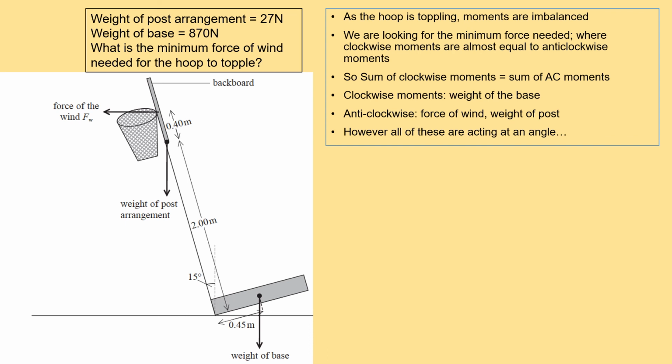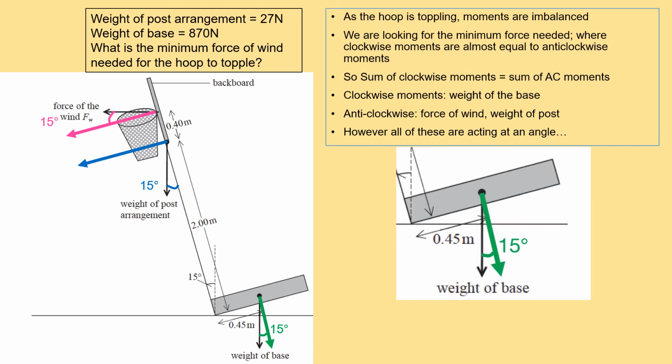All of these are acting at an angle, and this makes this incredibly difficult. So you've got to resolve all of these things at different times. So let's start with this one, the weight of the post and the backboard. You've now got to look at all of these acting at an angle of 15 degrees to the normal, and so the weight of the base is acting at 15 degrees. So again, we're going to have to look for the perpendicular moment.